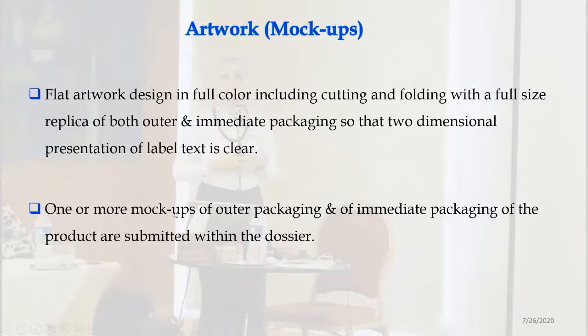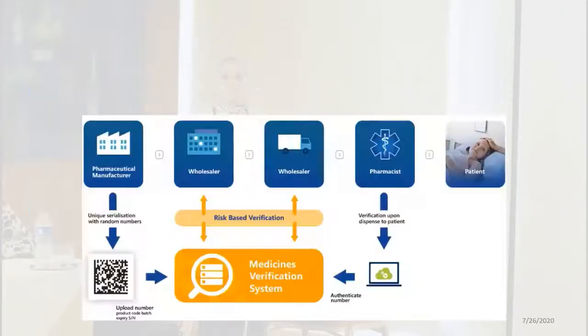We can include one or more mockups of outer packaging and immediate packaging of the product, submitted within the dossier according to our product. If our product is a powder placed in a vial, and we will include a diluent, that means we have to submit several artwork mockups for the vial of the drug product itself, for the diluent, and for the outer carton boxes. So we have to take care what will be the final pack type and pack size, and then include all the artwork related to the primary and secondary packaging materials.